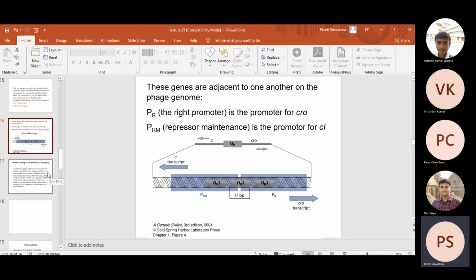But for now, for understanding transduction, it is important for you to understand the lytic cycle, the lysogenic cycle, the mechanism of integration, the mechanism of excision. So I hope this part is clear to you.